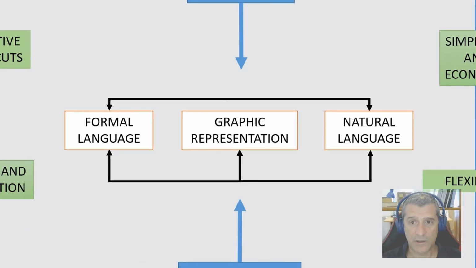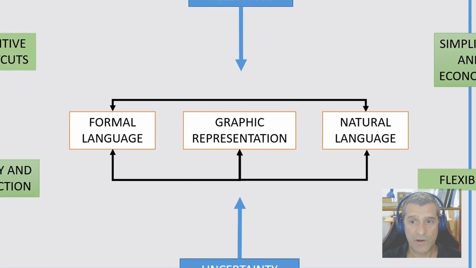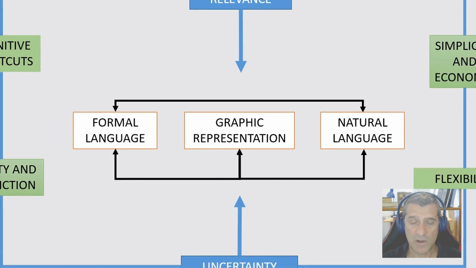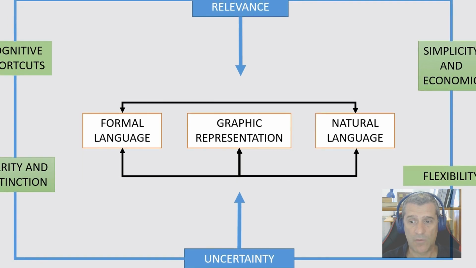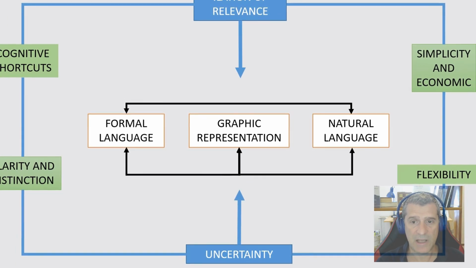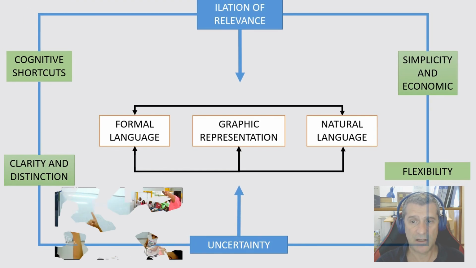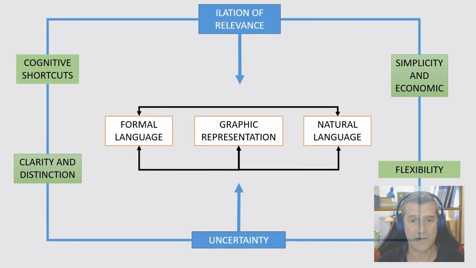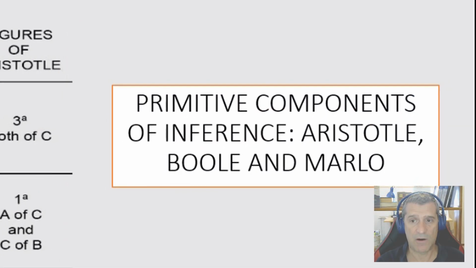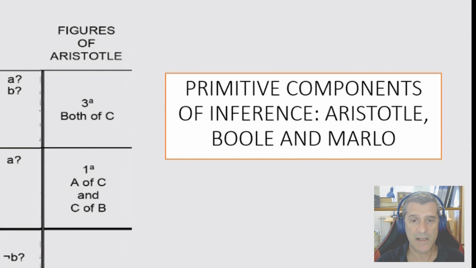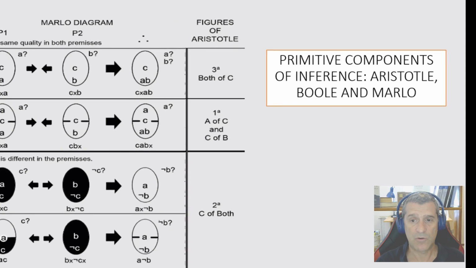Thus, through the deletion of what is irrelevant and integrating uncertainty, Marlo's diagram allows a conclusion to be reached in a clear and distinct, simple and economical way, using cognitive shortcuts that go beyond the exhaustive elimination of possibilities. Because of this, Marlo's diagrams allow the development of skills such as mental flexibility that are essential for the improvement of reasoning and critical thinking. It cannot be a simple coincidence that our diagram allows us to establish links between the figures of the Aristotelian syllogism and the figures of the inference postulated by George Boole.